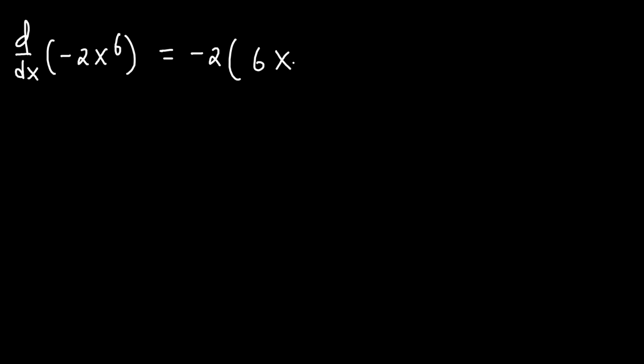Now you try out this. Find the derivative of negative 2x to the power of 6. This will be equal to negative 2 times, when you differentiate x to the power of 6, you get 6 times x to the power of 6 minus 1, which is 5. And so this will be equal to negative 2 times 6, which is negative 12, times x to the power of 5.